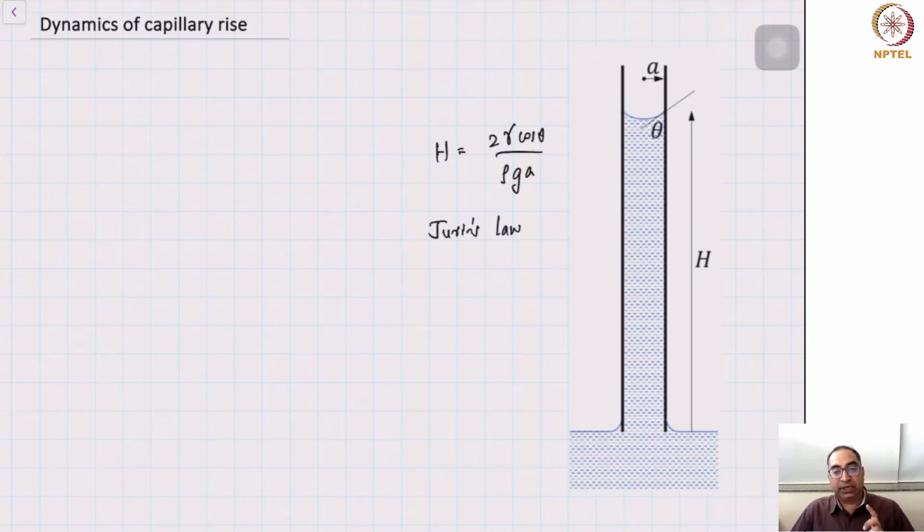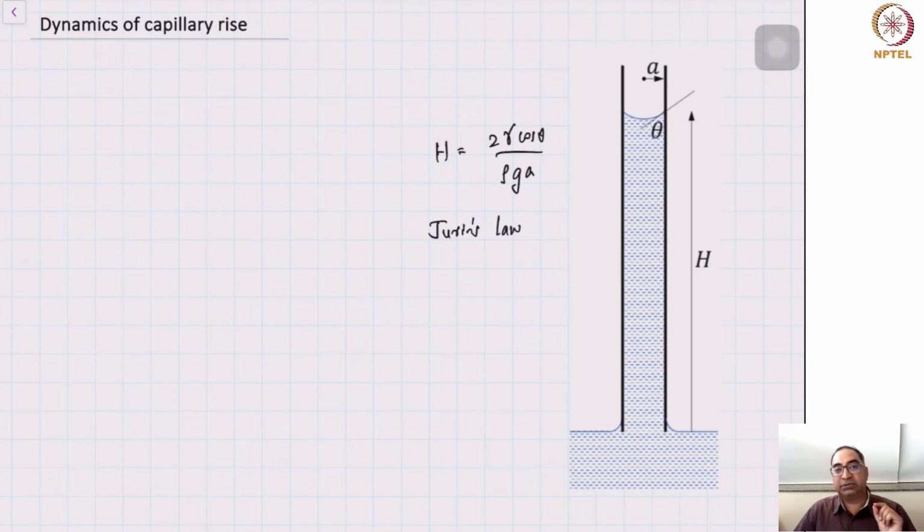The height to which the fluid rises depends on the surface tension, the contact angle that the fluid meniscus makes with the tube, density, gravity, and the diameter or the radius of the tube. Now, what we want to do in today's lecture is to take this one step further and ask, what is the process in which the fluid would rise in the meniscus? Meaning, we want to derive an evolutionary equation for the capillary rise as a function of time.